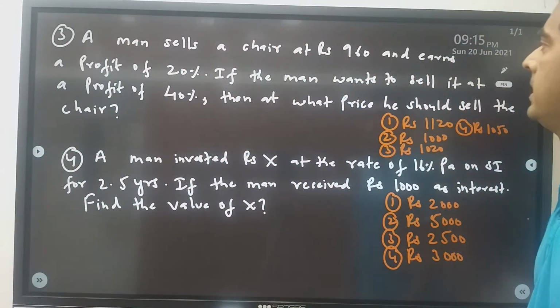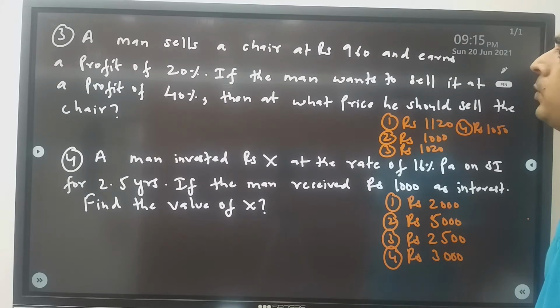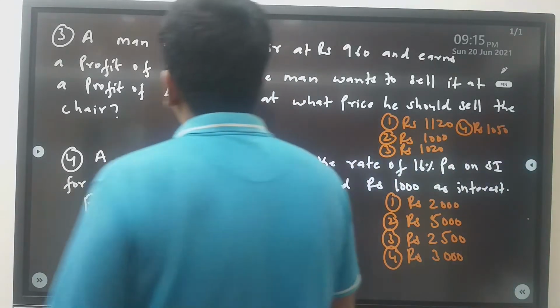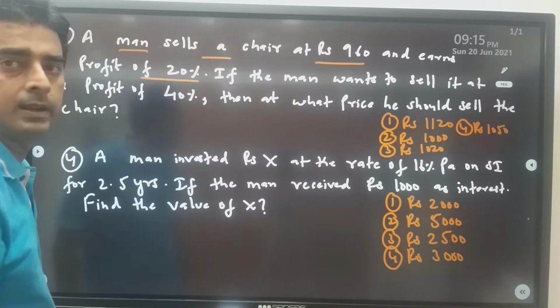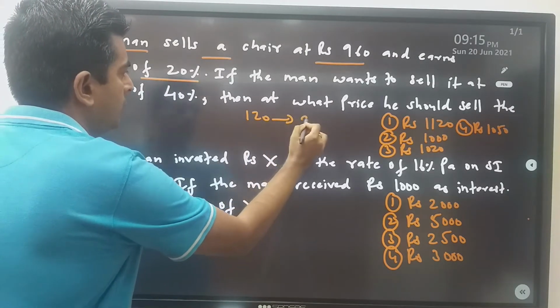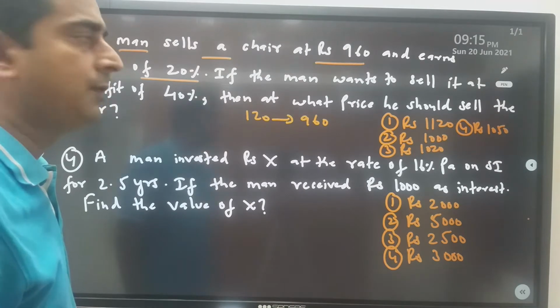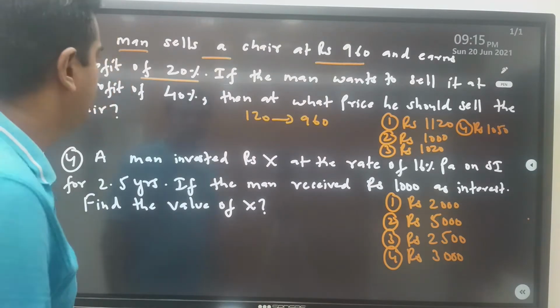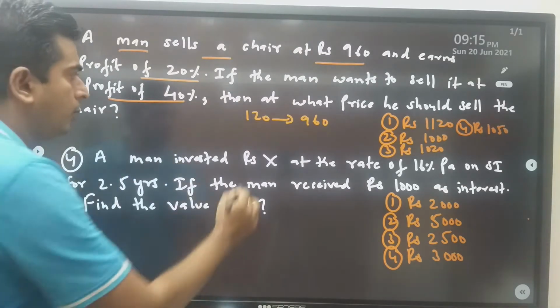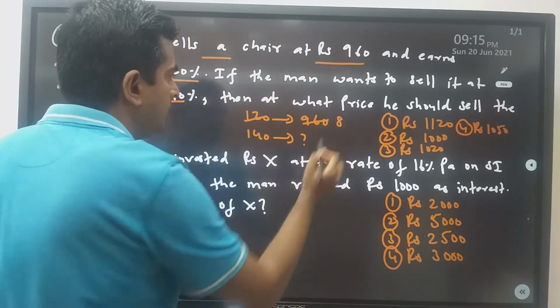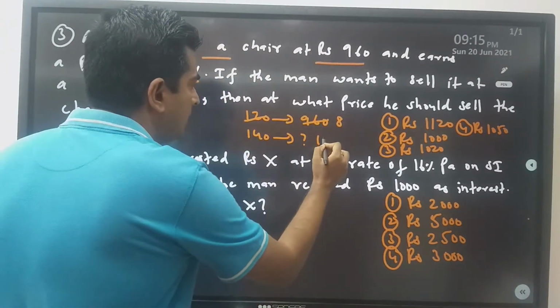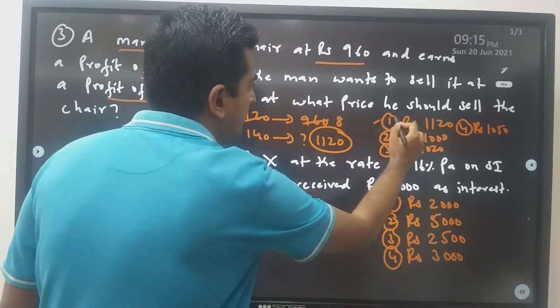A man sells a chair at rupees 960 and earns a profit of 20%. If the man wants to sell it at a profit of 40%, then at what price should he sell the chair? Right? So what they have given you: initially a man sells a chair at rupees 960 and he got a profit of 20%. That means 120 parts is how much? 960 rupees. But he wants to sell it in such a way that he gets 40% profit. So 140 parts is how much? Right? So 120 into 8 is 960. 140 into 8 is 1120. My answer is the first option.